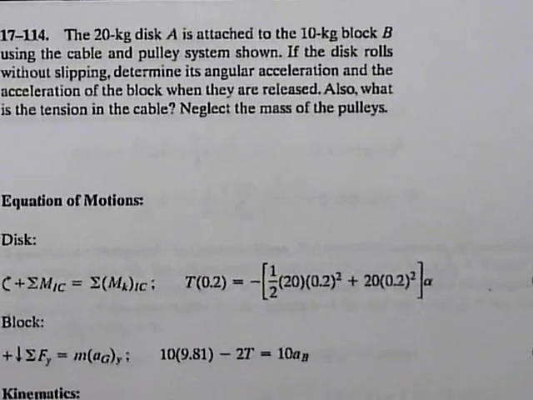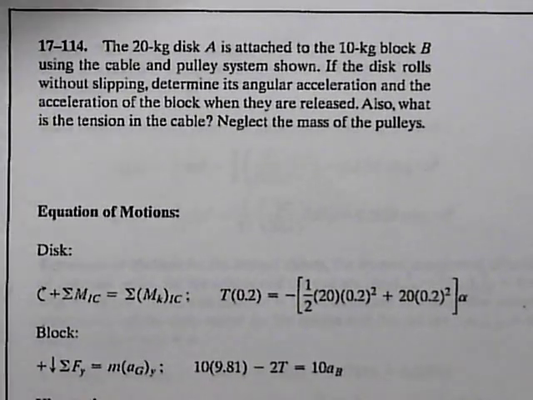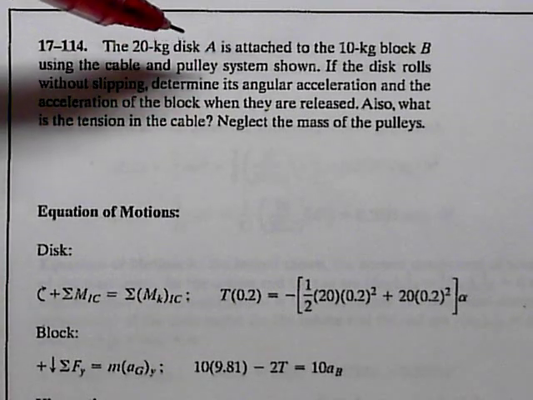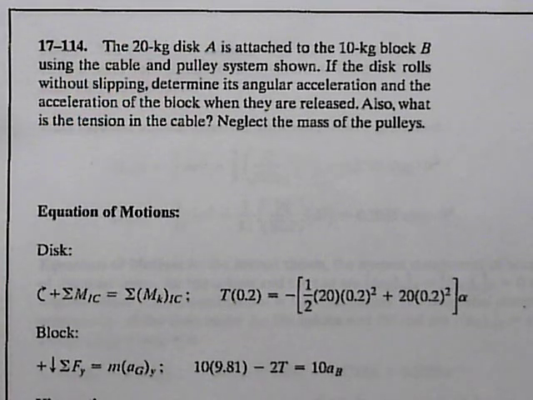And so now 20 kilogram disc A is attached to the 10 kilogram block B using the cable and pulley system shown. If the disc rolls without slipping, determine its angular acceleration and the acceleration of the block when they are released. Also, what is the tension in the cable? Neglect the mass of those smaller pulleys.